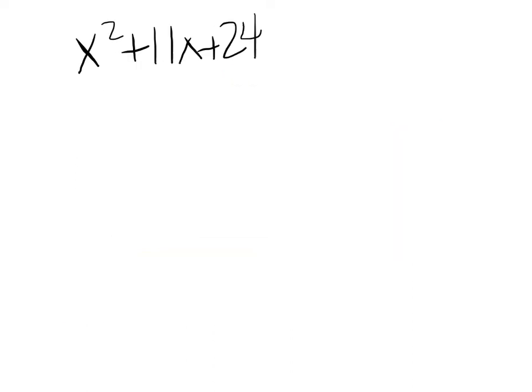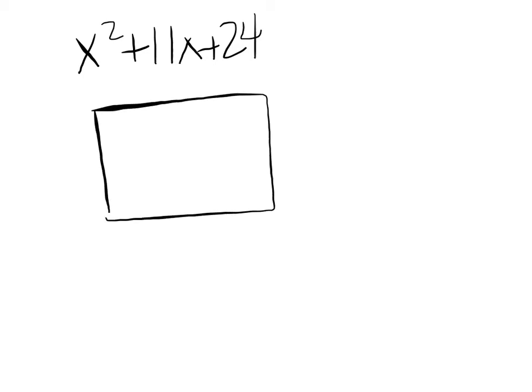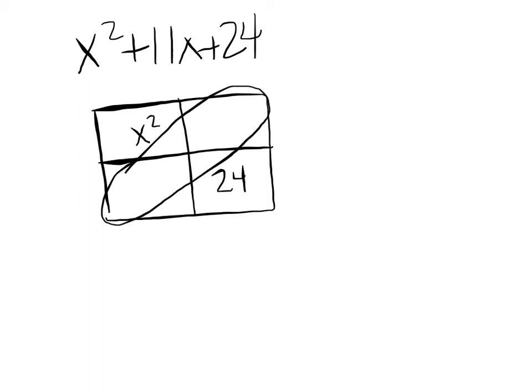Next, x squared plus 11x plus 24. I'm going to draw an area model. I hope you start picking up on the pattern of what number we need to multiply to be and what number we need to add to be. So we have x squared, we have 24, and we're going to try to find some numbers that combine to equal 11x.